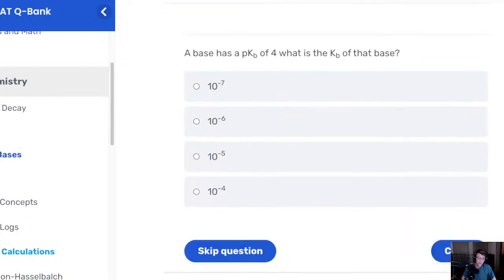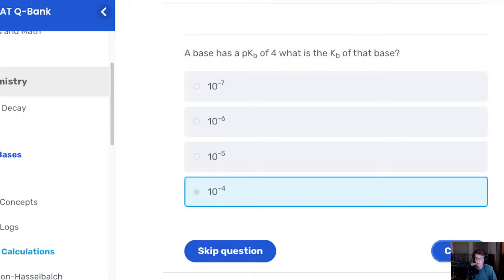Okay, now we're doing the same thing, but we're just translating this into Kbs. We were dealing with pHs and pOHs before. Now we're going from pKb to Kb. It's literally the exact same thing all over again. So we would just do 10 to the negative pKb, so that is 10 to the negative 4.